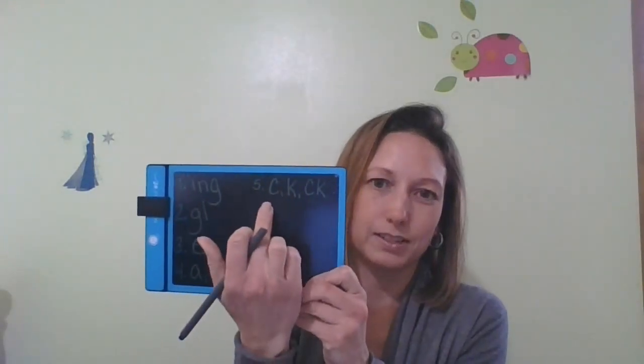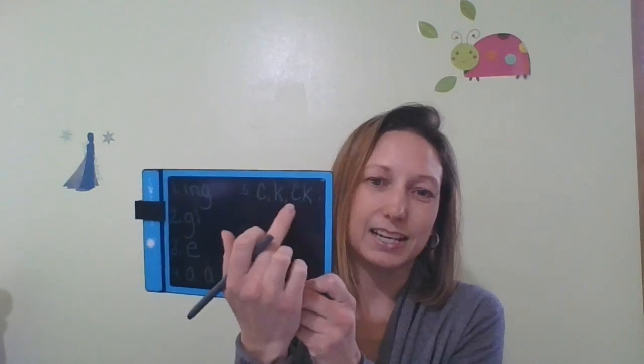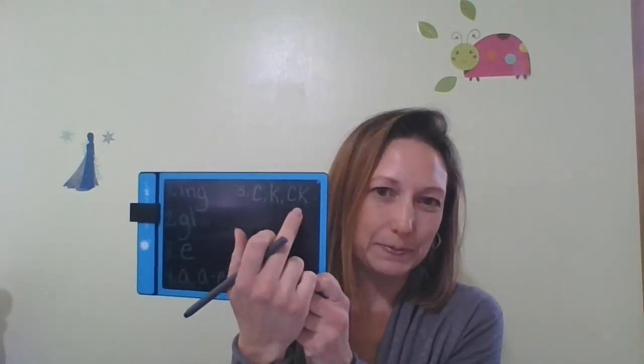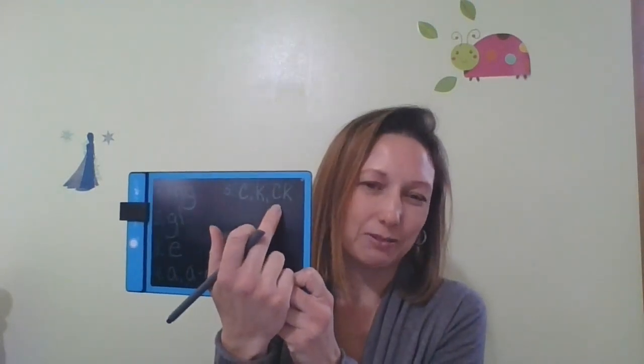Number 5, tricky. 3 ways to write K. And what 3 ways do we know? We know C, we know K, and we know CK together. And what's our rule for CK? Long spelling right after short vowel. That's when we would use the CK.